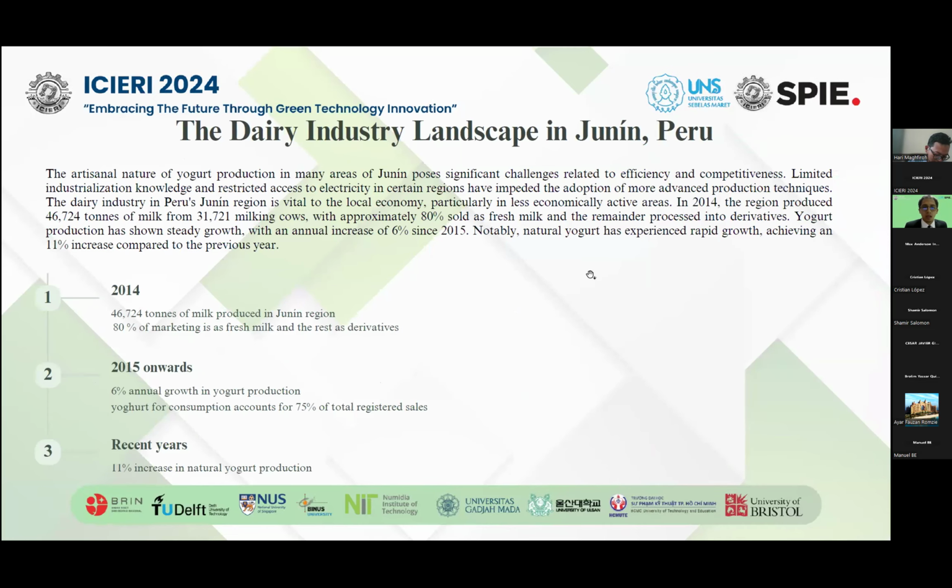In the next slide, let's look at the dairy industry landscape in the Junín region of Peru. Many yogurt producers in Junín still rely on artisanal methods, which bring challenges in terms of efficiency and competitiveness. A lack of industrialization knowledge and limited access to electricity in some areas has further restricted the adoption of advanced techniques. The dairy industry is essential to Junín's economy, especially in less economically active areas.